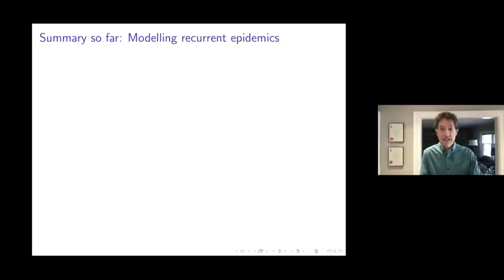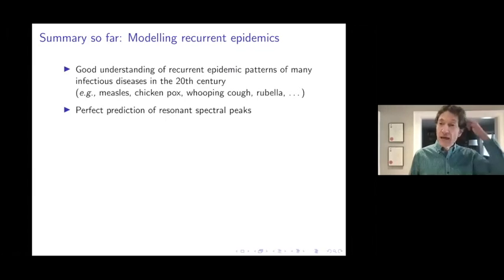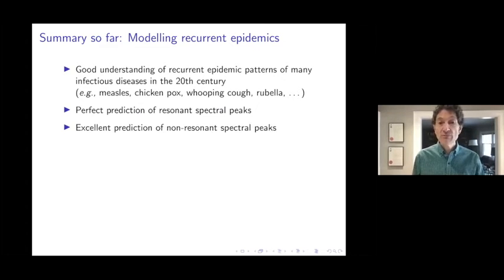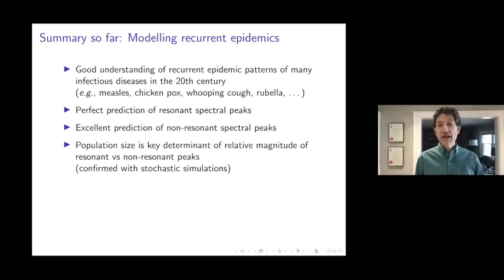And so just summarizing everything that I've said about these recurrent epidemics of childhood diseases, we seem to understand their patterns very well using a simple mechanistic model and some, well, non-trivial analysis of the seasonally forced nonlinear system. We predict the resonant spectral peaks perfectly, the non-resonant ones very well, and we find that the population size is the key determinant of the relative magnitudes of those peaks. And that's confirmed with stochastic simulations. And there is some analytical work in that direction as well, which is perhaps for another time.